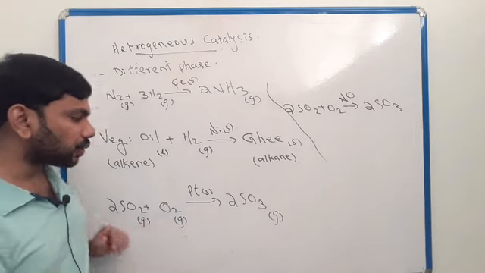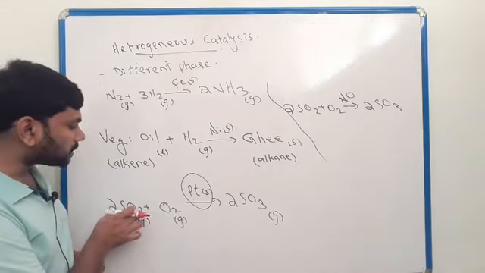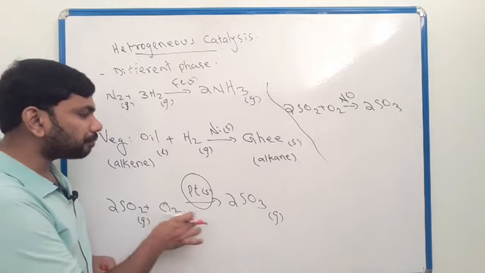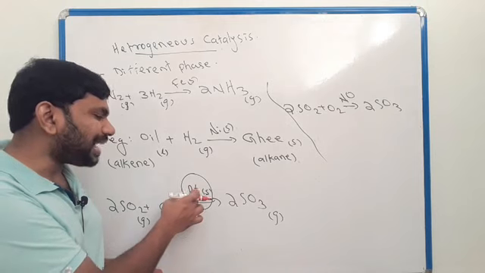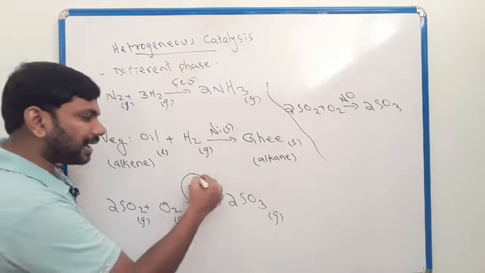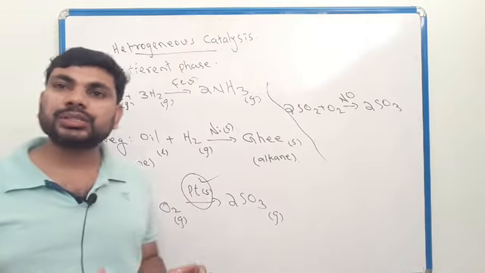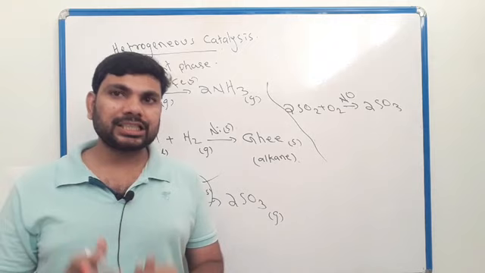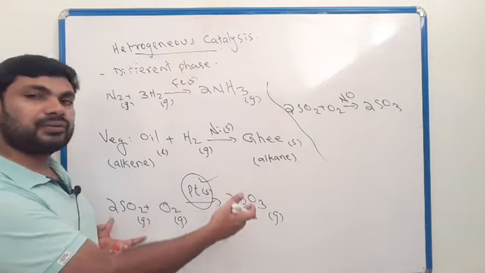Same chemical reaction also takes place in presence of platinum catalyst. So here sulfur dioxide, oxygen, sulfur trioxide are in gaseous state, but platinum is solid state. Okay, so here platinum is used as catalyst. Now it is an example for heterogeneous catalysis, because here they are in different phase.